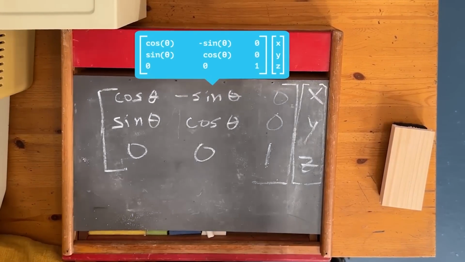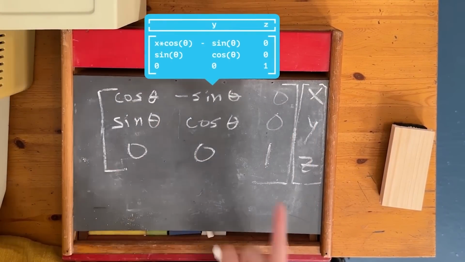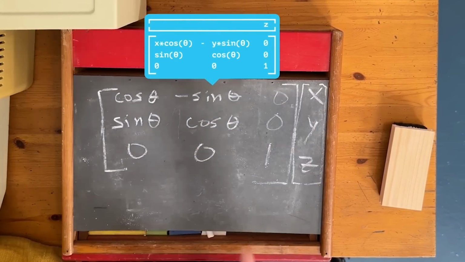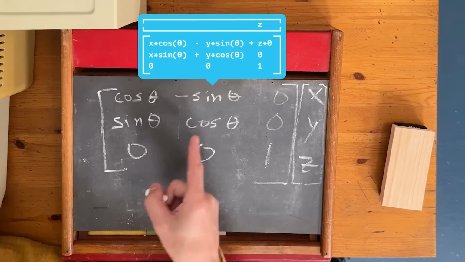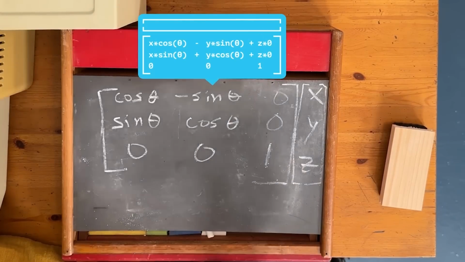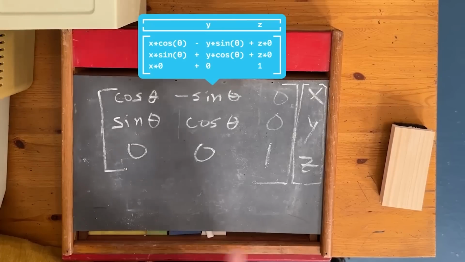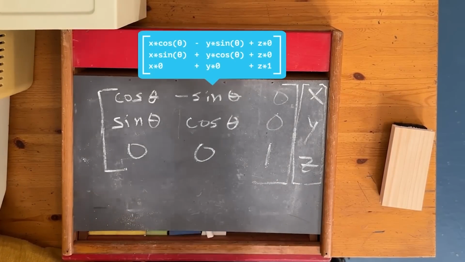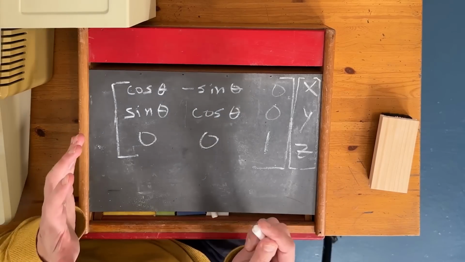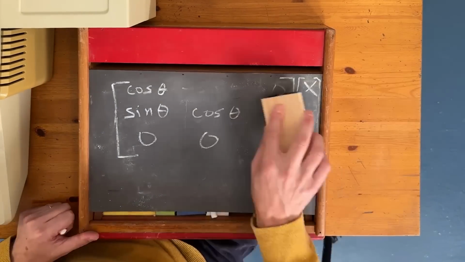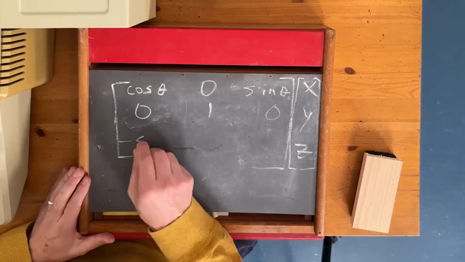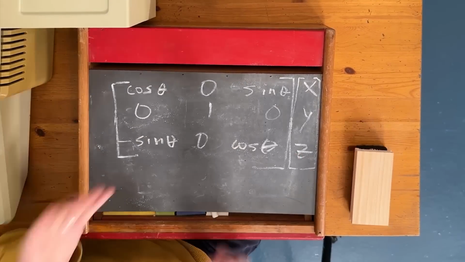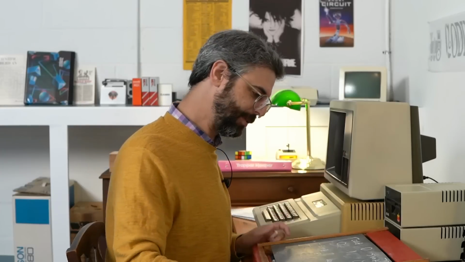So to get the new x, we would say x times cosine of theta plus y times negative sine of theta plus z times 0. The new y, x times sine plus y times cosine plus z times 0. And then the new z is x times 0 plus y times 0 plus z times 1. So z does not rotate around the z-axis. We can look at the rotation matrix for the y-axis, as well as the rotation matrix for the x-axis.